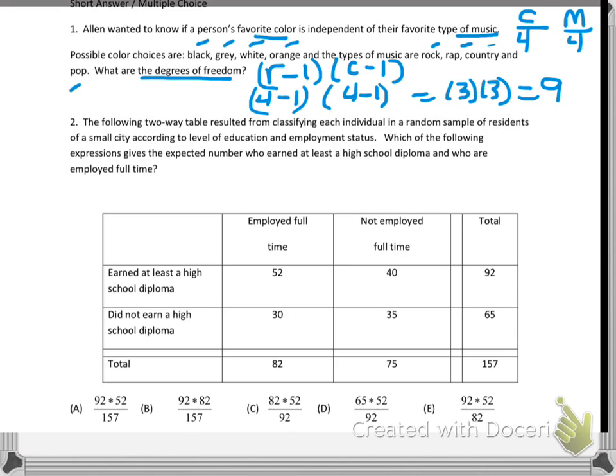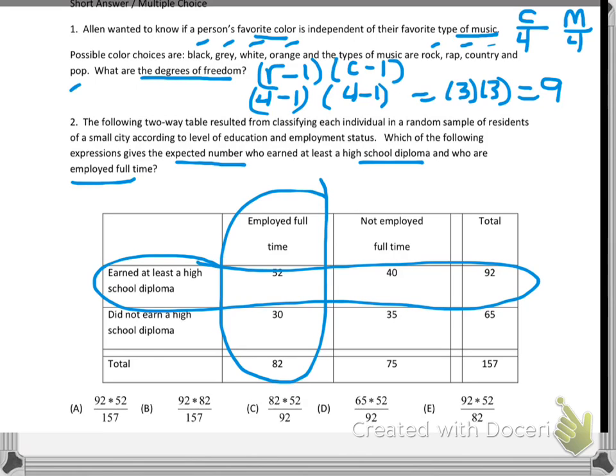All right, so let's go over here to number 2. Which of the following expressions gives the expected number of those who earned a high school diploma and who are employed full-time? So here's employed full-time, and what did they say? Earned at least a high school diploma.